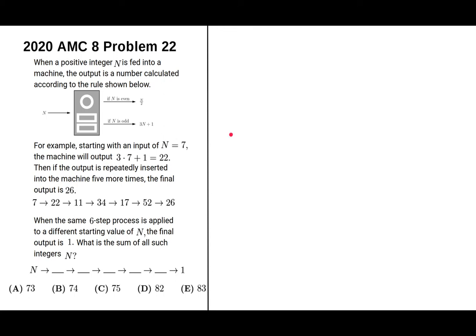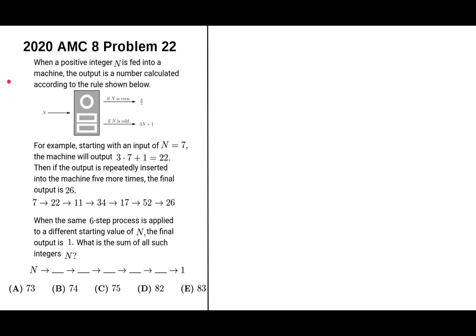For example, with the starting input of n equal to 7, the machine will output 3 times 7 plus 1, which is 22. Then if the output is repeatedly inserted into the machine 5 more times, the final output is 26, as shown by this chain over here. When the same 6-step process is applied to a different starting value of n, the final output is 1. What is the sum of all such integers n?